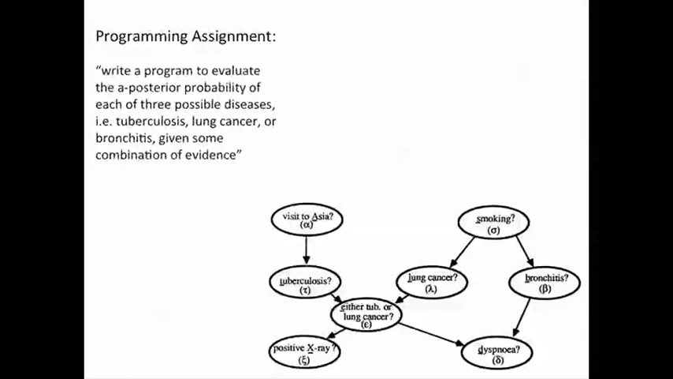And our goal will be to write a program that will evaluate the a posteriori probability of each of the 3 possible diseases given some combination of evidence. For example, you may be given that the patient has visited Asia and has a positive X-ray, and then you need to figure out which disease is most likely.